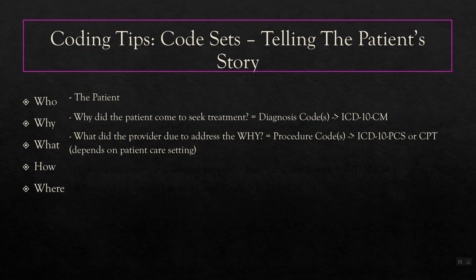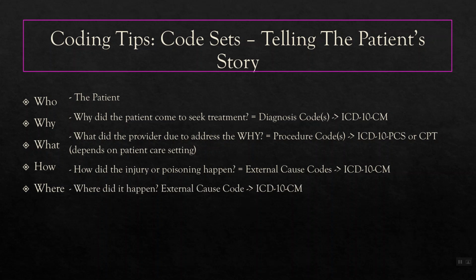And then if we want to talk about how did the injury or poisoning happen, we're going to use ICD-10-CM as well. These codes are going to be known as external cause codes. And where did it happen? Did it happen in your garage? Did it happen at work? These are also going to be ICD-10-CM codes.